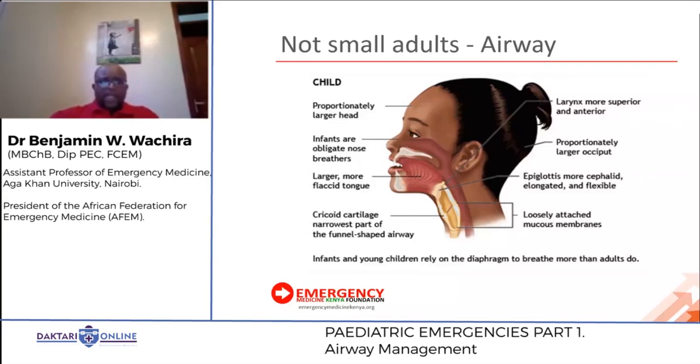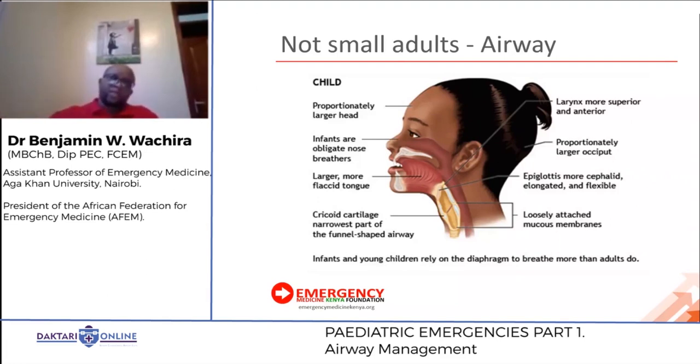Now, in terms of the large, more flaccid tongue, this becomes significant because when they're lying on their backs and potentially have a depressed level of consciousness, there's a tendency for the tongue to fall back, and this may obstruct the airway. In such a situation, just a simple head tilt, chin lift, sniffing position will allow you to open the airway. So you need to be cognizant that for a child lying on their back who may have a depressed level of consciousness, there's a higher tendency of the tongue to fall back, and that may also block the airway.